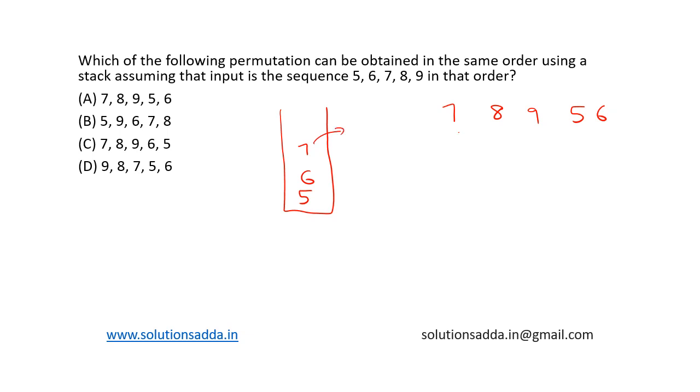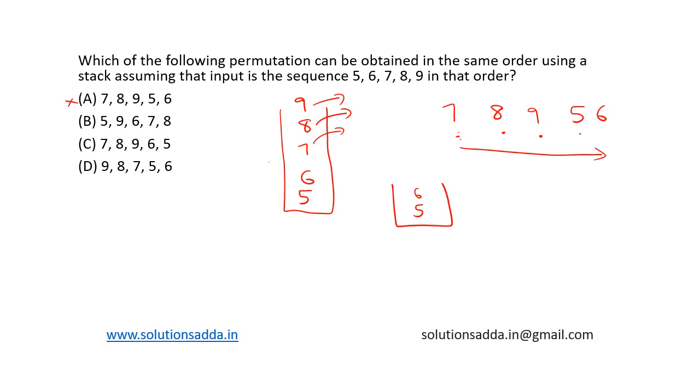So 7 is popped. Now to get 8, we push 8 into the stack and we pop 8 also. So 8 is also obtained. Now we push 9 and we pop it out of the stack. So we get 9 also. Now to get 5, it is not possible because right now only 5 and 6 are there in the stack, and to get 5 we have to pop 6, but then the sequence will not be in this specific order. So option A is not the right answer.